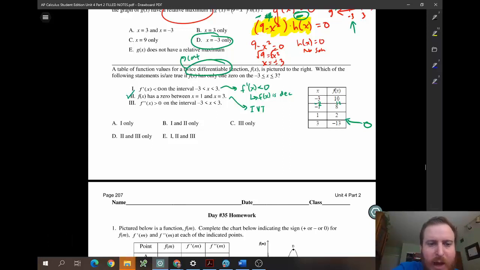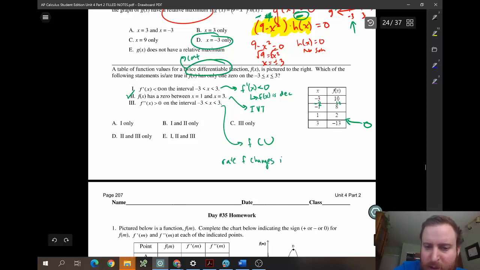The third one is f double prime of x is greater than 0 on the interval from negative 3 to positive 3. That f double prime greater than 0 would mean f is concave up. What that means is that the rate that f changes is increasing. This is kind of a hard concept, but the rate that f changes is f prime, so f prime would be increasing.